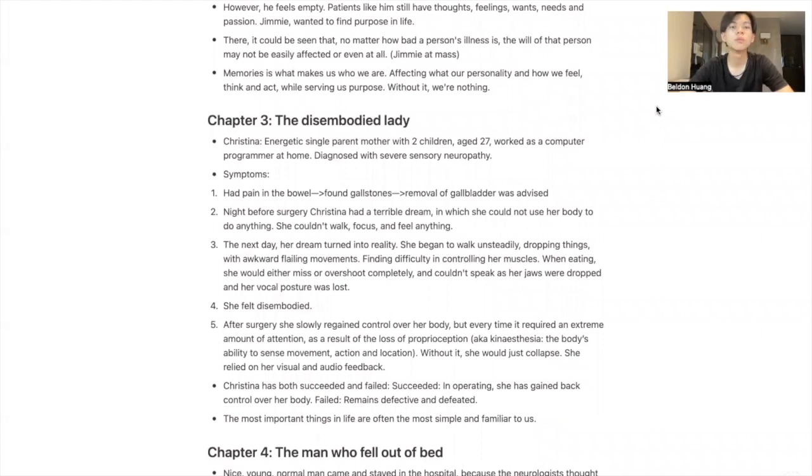And memories are what make us who we are, and they affect our personality and how we feel, think, and act, while serving us purpose. And without them, we're nothing.